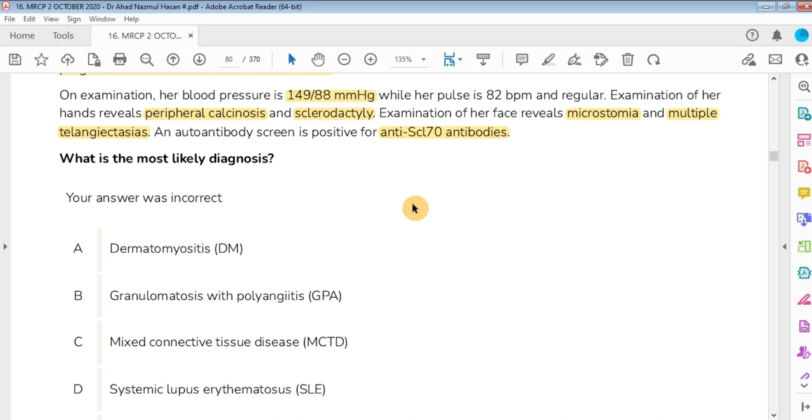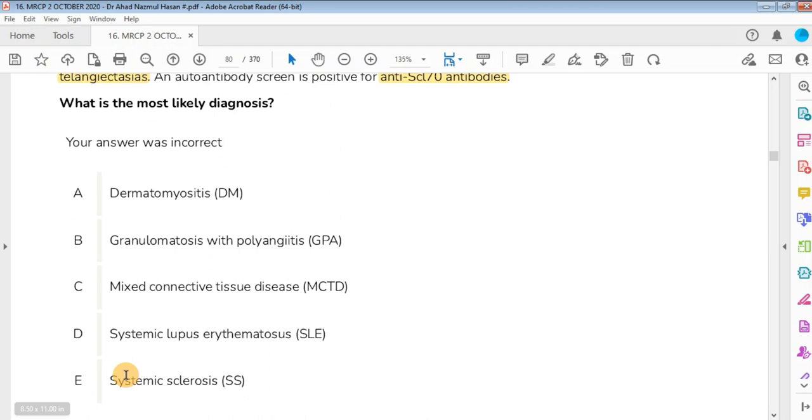Anticentromere is associated with limited. Anti-SCL70 or topoisomerase is related to diffuse cutaneous systemic sclerosis. And one of the predominant findings of diffuse cutaneous systemic sclerosis is Raynaud's phenomenon.